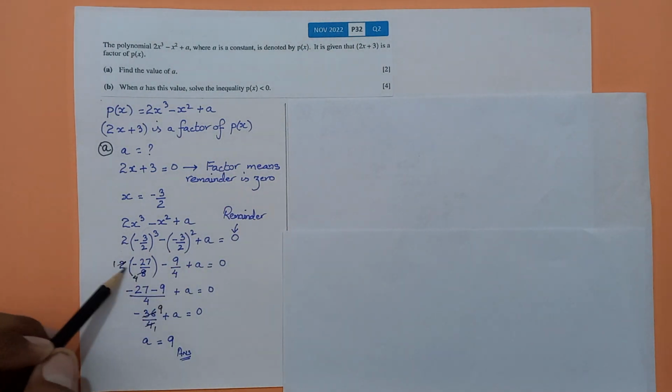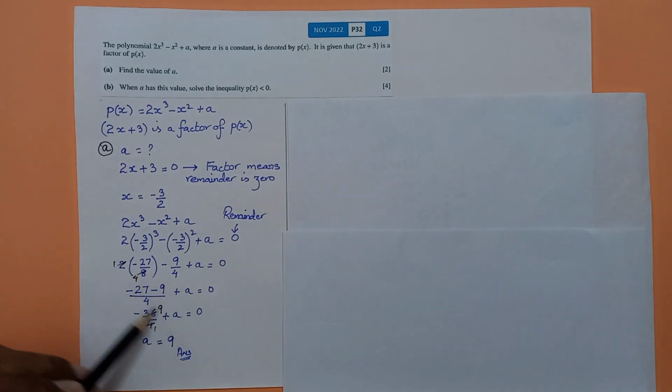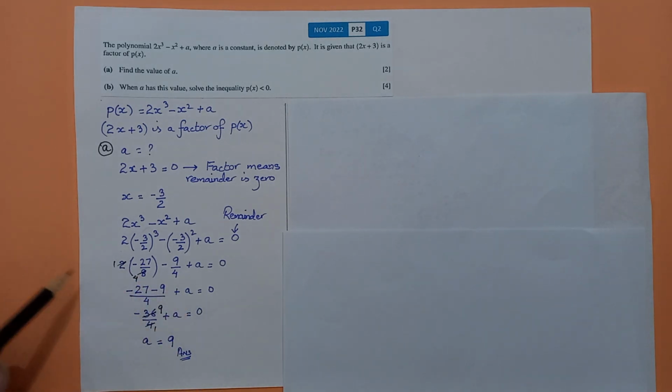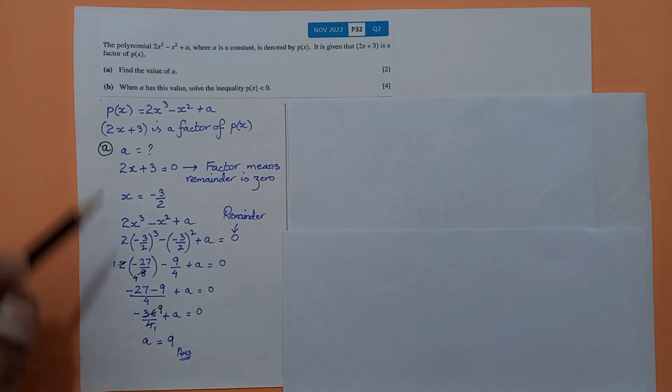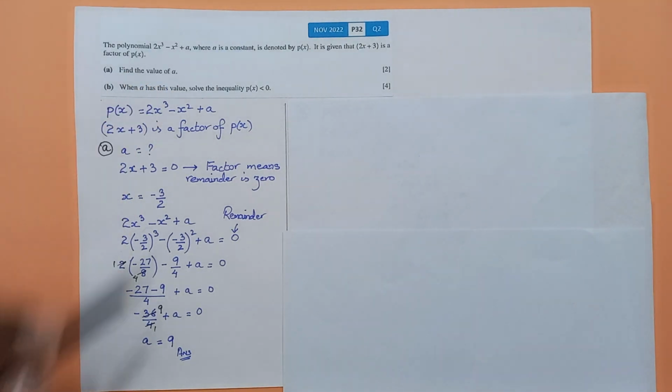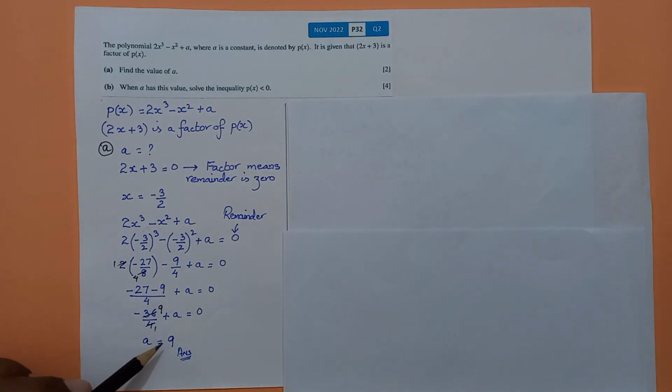And after simplifying it, after simplification and rearranging and cancelling and all that, finally we get a value of a as 9. As it was asked in the question, find the value of a, and we have finally found the value of a as 9.